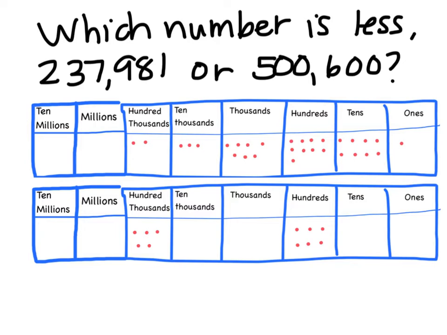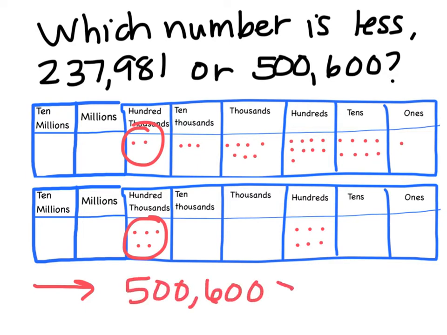Beginning on the left-hand side, we're going to read left to right, just like we would a book. We'll begin at the left with our 100,000 columns. We can see right away that 2 is less than 5, so we can actually stop there. It's very clear from our first comparison that 500,600 is greater than 237,981. The place value charts make it very easy to visualize how one number is larger than the other.